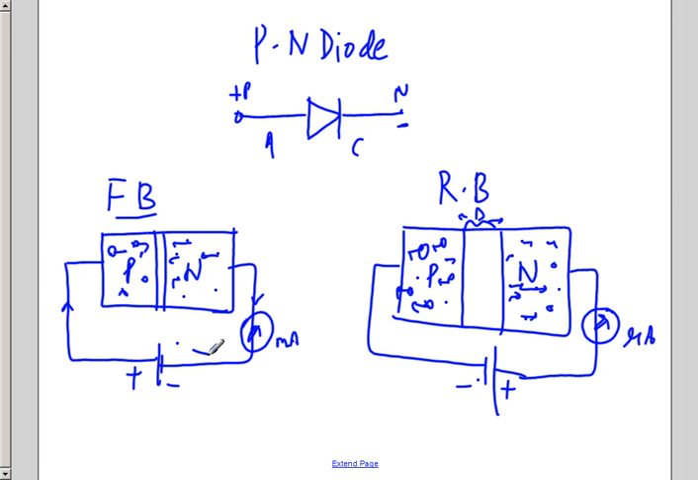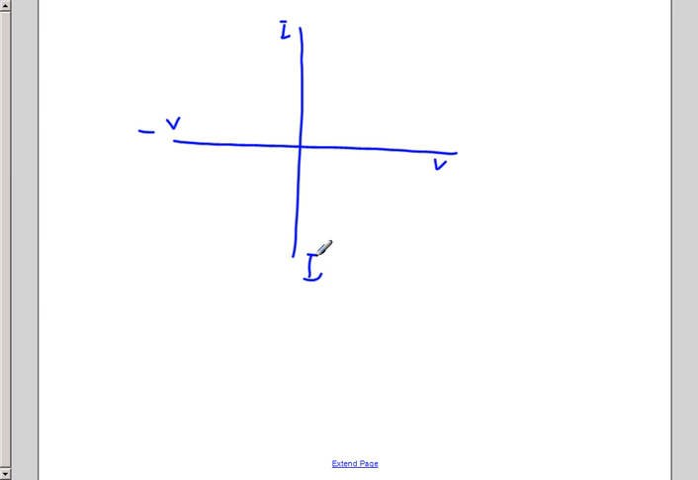This is how the p-n junction diode works in the forward bias and reverse bias. If I plot the VI characteristics, the graph will be in this form. This is V, this is I, this will be minus V, and this is minus I. In the forward bias, as we have seen earlier, unless both the holes and electrons cancel the potential barrier, there won't be any current in the circuit. So up to a certain value of V, I will be 0, and then the current will shoot up.